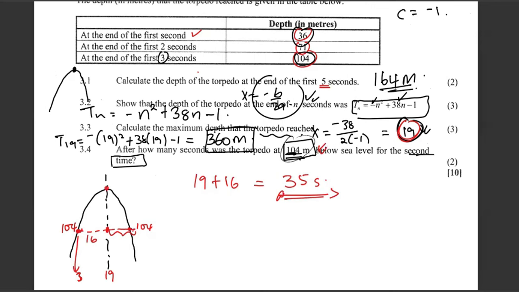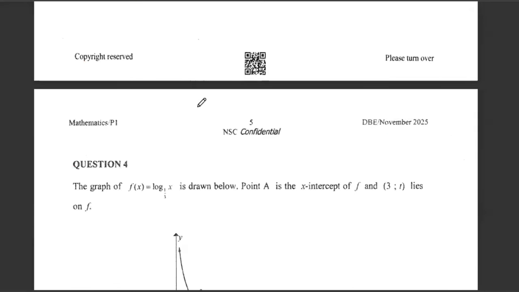Alternatively, you can substitute into this equation and say negative n squared plus 38n minus 1 should give us 104. Collect the like terms. You're going to get negative n squared plus 38n minus 105 is equal to 0. When you solve this, you're going to get your n as 3 or n as 35, whichever way. All right, so that is question 3.